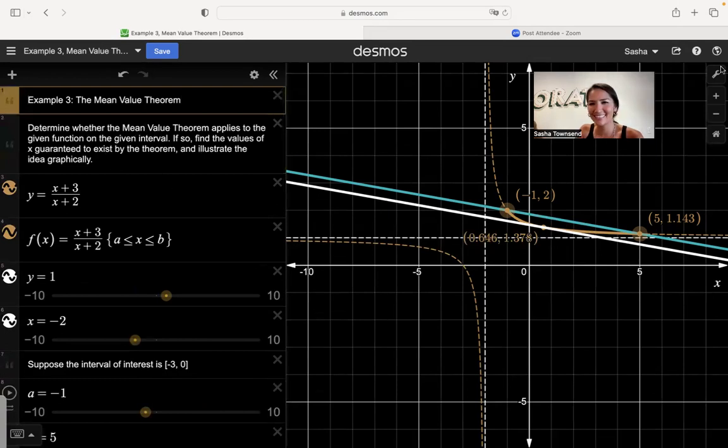All right, so that's it. In the next video, we'll look at another example. I think in that case, our function actually has a cusp. But let me know if you have any questions.